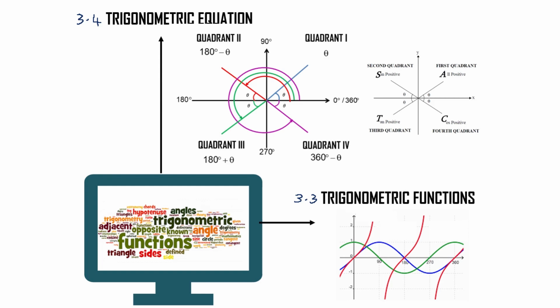Okay, now the other thing that you have to know is this one. Inside this first quadrant, all the ratios of sine, tangent and cos are positive. For the second quadrant, only sine is positive. The third quadrant is positive only for tangent, and the fourth quadrant is positive for cos.